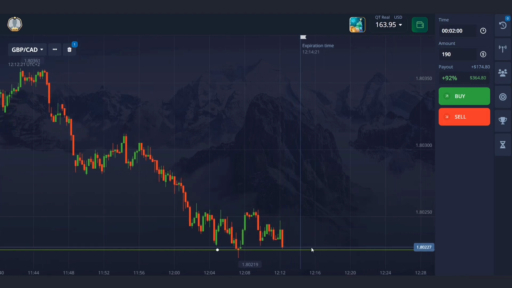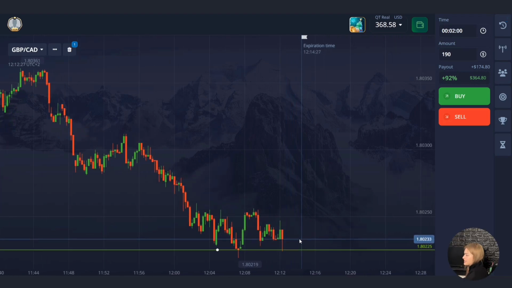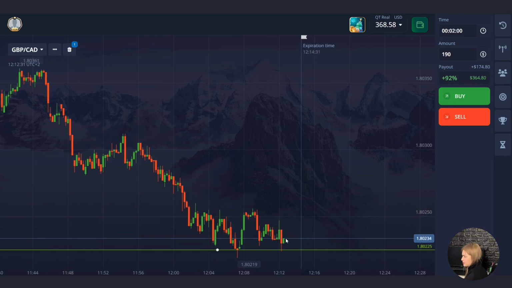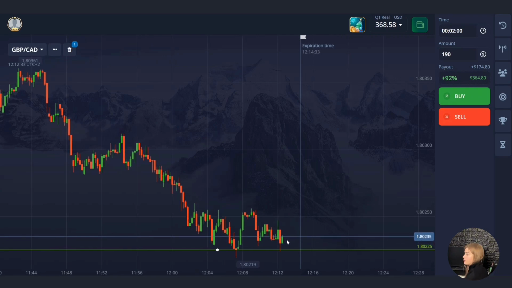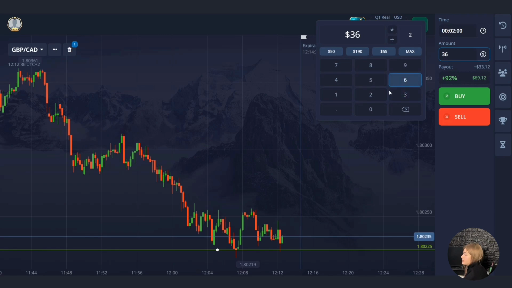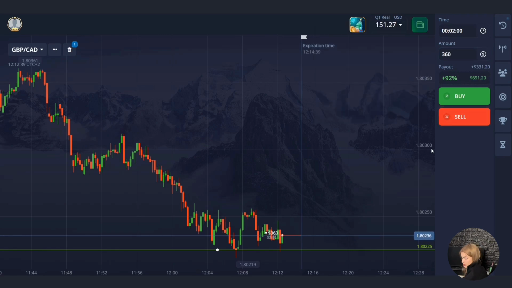So my dear traders, as you can see, the price got into the consolidation zone and moved in a certain range. But the closing point of our deal turned out to be lower than the opening point. This means that we got the profit here. We will open the next deal here. We will go down for 2 minutes.